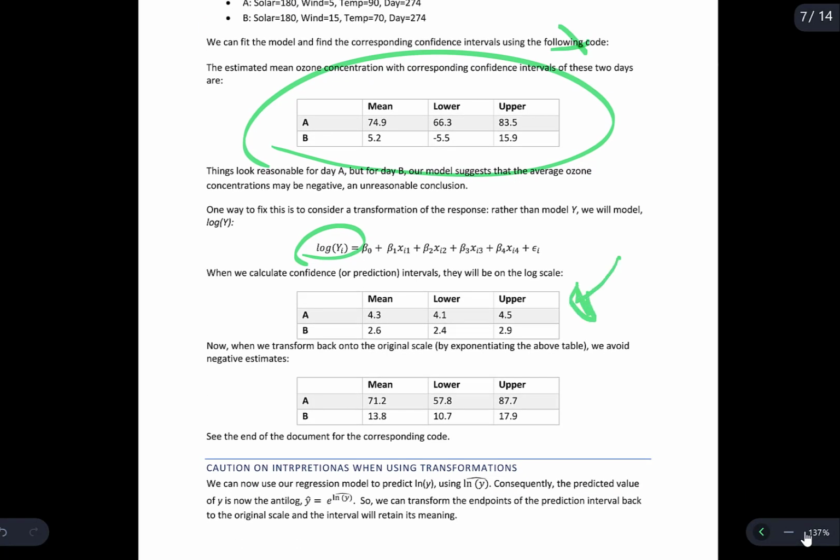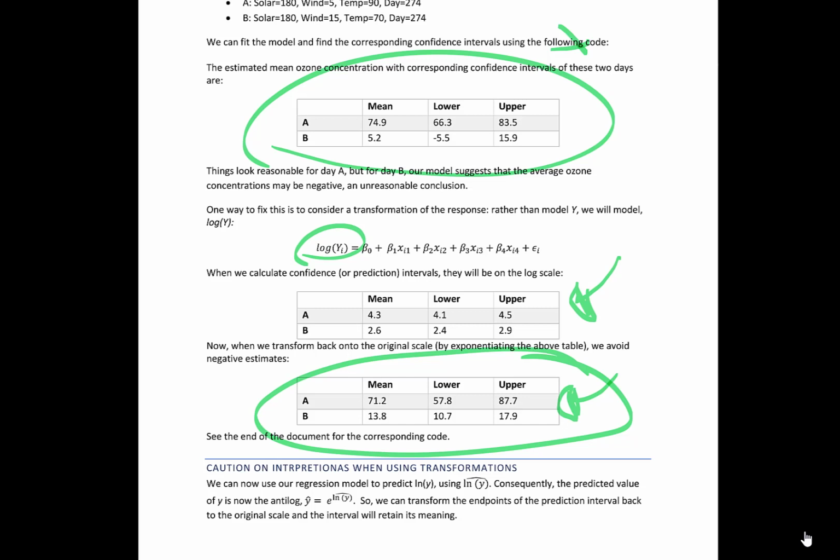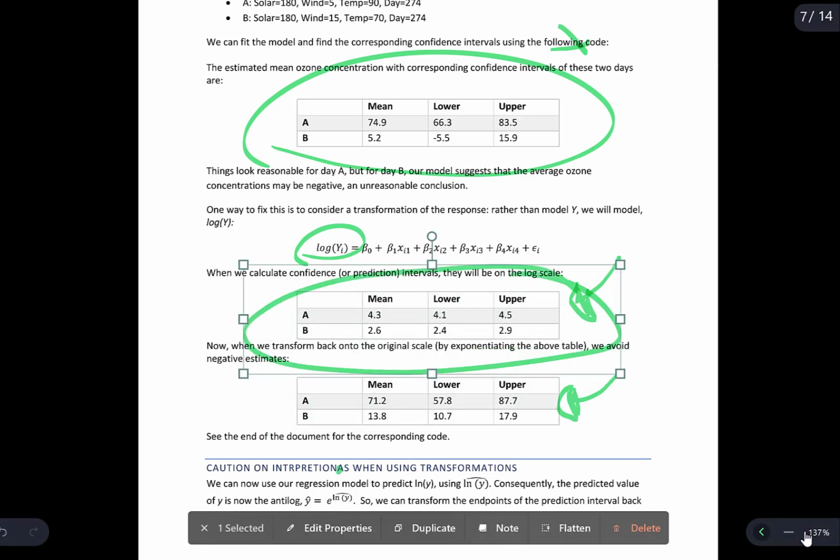And so notice here, we have our confidence intervals. Now these are all going to be on the log scale. Then you can back transform them using the anti-log. And here are our new confidence intervals. Notice these are now all positive. Now, you might say, well, wait a minute here. Is that really valid? It ends up that it is valid, but we have to be very careful when it comes to the interpretations.